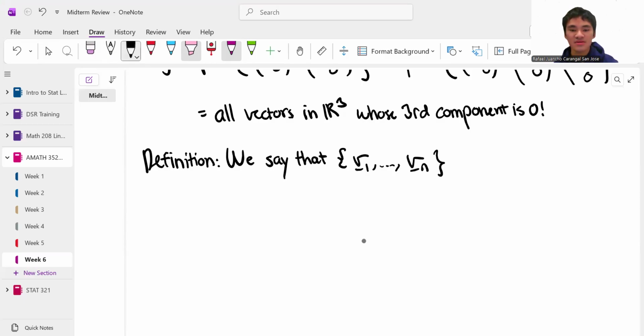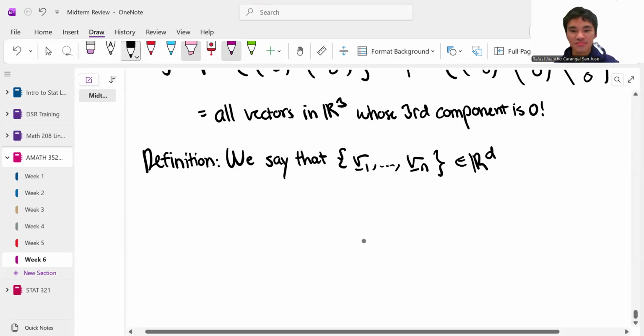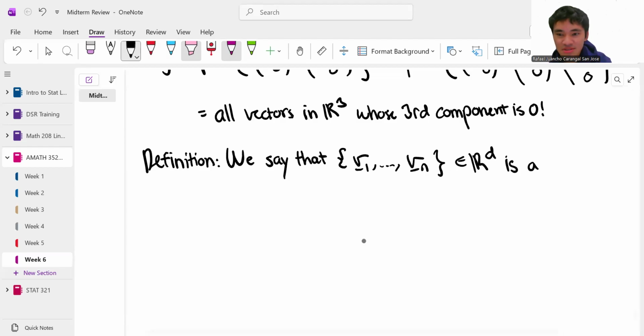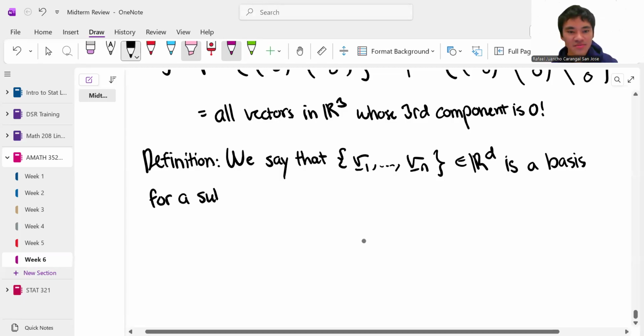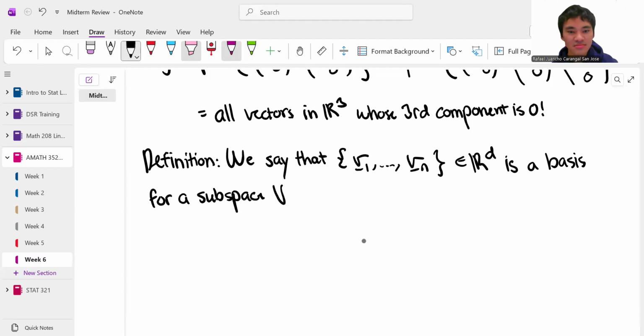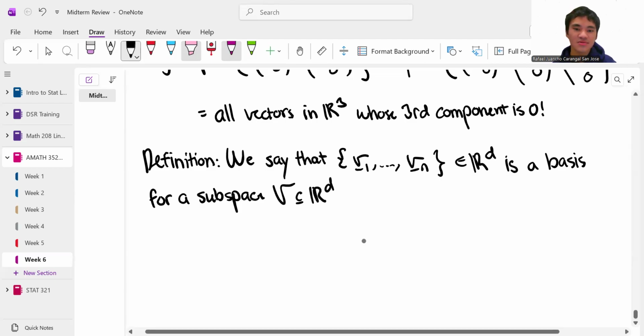So we say that this set of vectors that belong in R^d. Anyway, we're talking about the set, right? Not the vectors. We say that the set is a basis for a subspace. Let's call it V in R^d. So notice here I'm using a different notation for subspace.